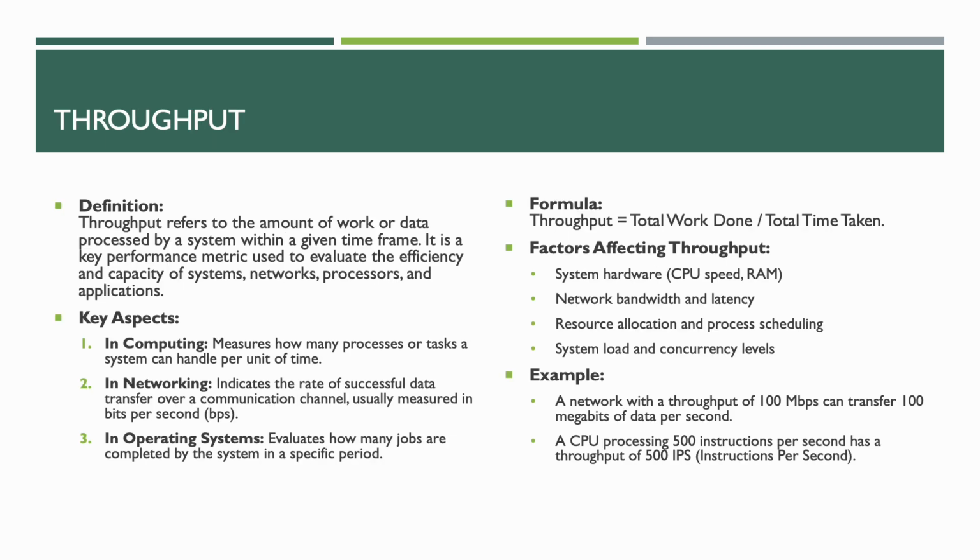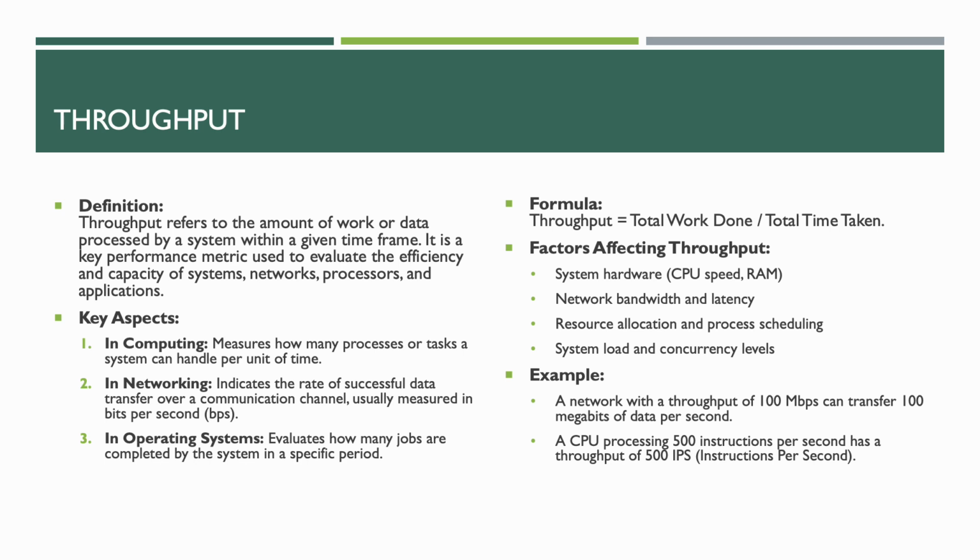Okay, now next let's discuss an important performance metric in computing, which is throughput. Now, throughput measures the amount of work or data processed by a system within a given time frame. It is crucial for evaluating the efficiency and capacity of systems, networks, processors, and applications. And there are three key aspects of throughput.